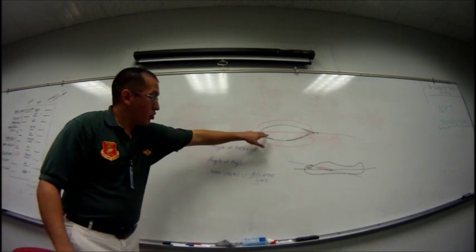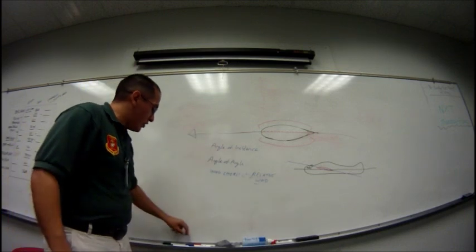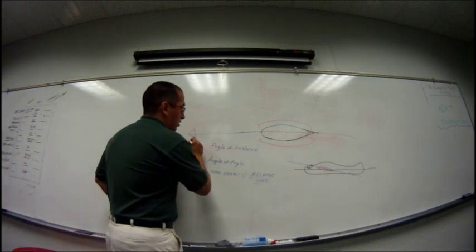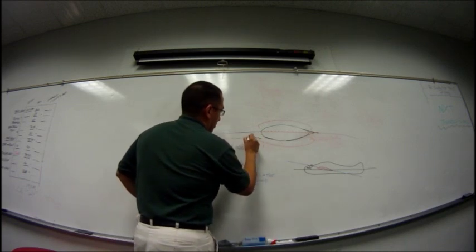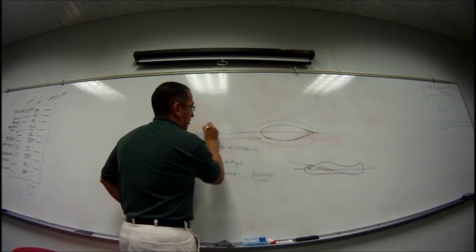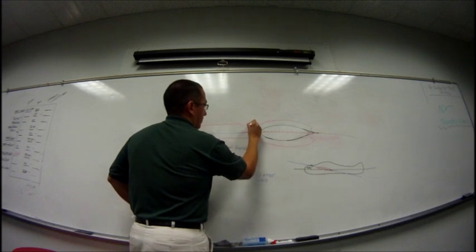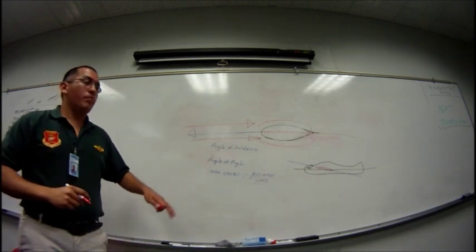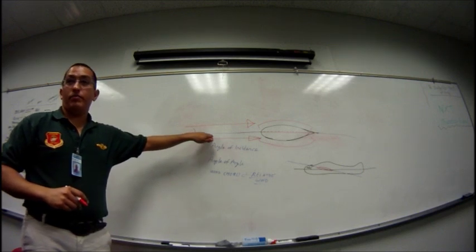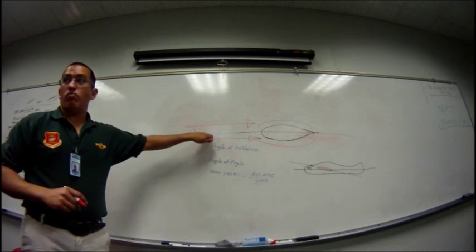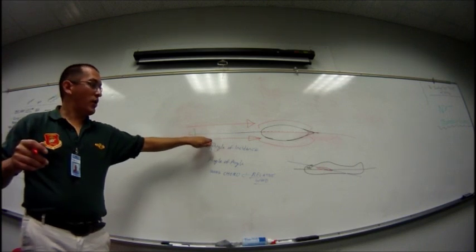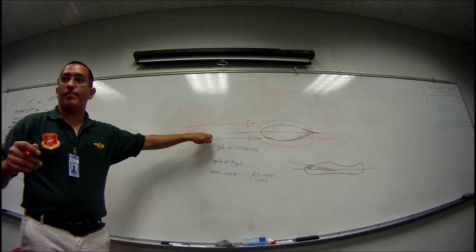So if the wing is going this way, or your flight path is this way, then your relative wind is going to be opposite and parallel of your flight path. Okay. Everybody hanging in there so far? Parallel with what? Parallel with your flight path. Okay, so parallel and opposite your flight path, right?